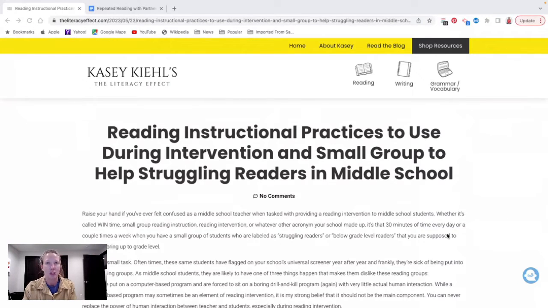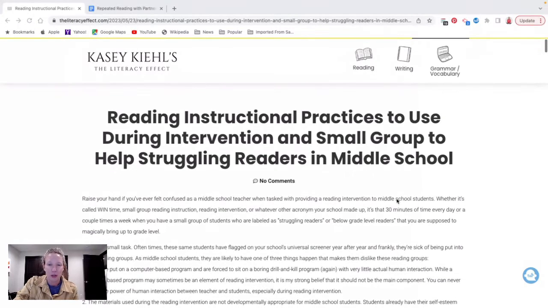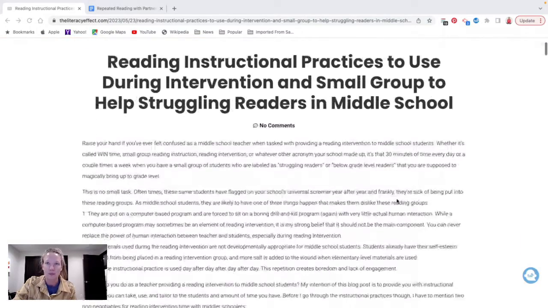A lot of times, language arts teachers are given this half an hour a couple times a week where they get a group of struggling readers and they're asked to try to bring their reading scores up. And what do you do? What approach do you take? That is my intention, to give some ideas of instructional practices that will be helpful to you as you try that out. I'm going to be scrolling through the blog post here and highlighting different things as we go.